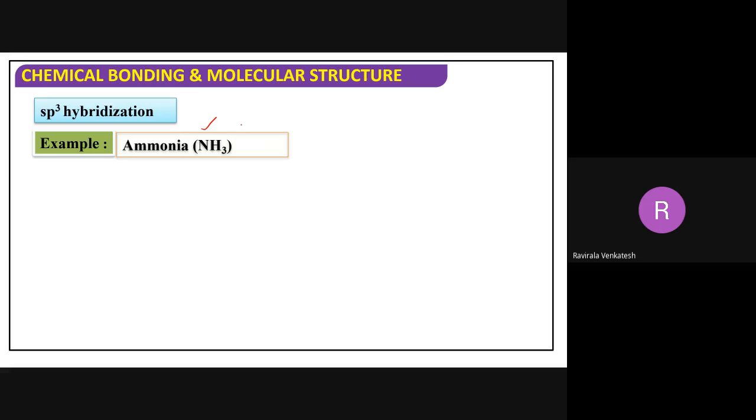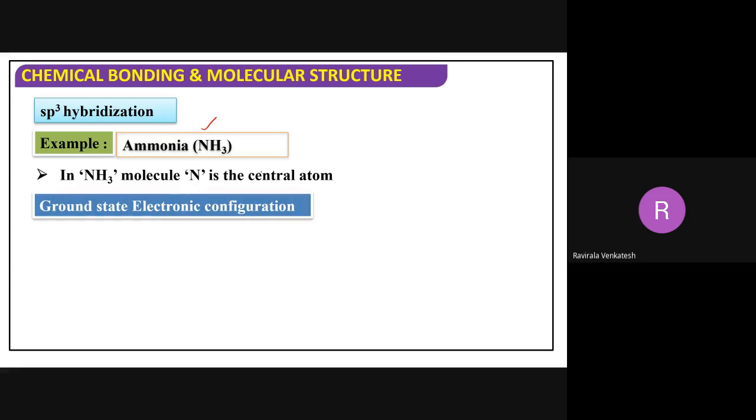You can take CH4 also. Here we can take ammonia also. If ammonia is taken, the ground state configuration will be what? 1s2, 2s2, 2p3, like this.